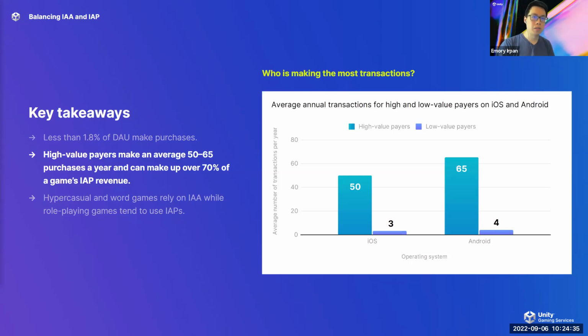On average, we can see here that the high value payers make many times more purchases within a calendar year than when compared to the low value payers. These high value payers purchase on average 50 to 65 times per year, depending on the platform, while everybody else only purchases 3 to 4 times. There's often a saying that whales in a game make a majority of the game's revenue, and we do see that to be pretty true here. Those high value payers can make up to over 70% of a game's annual IAP revenues. So this really does highlight the importance of monetizing the other portion of your players who will never purchase anything in your game. Let's take a look at how ad revenue is split against in-app purchase revenue.